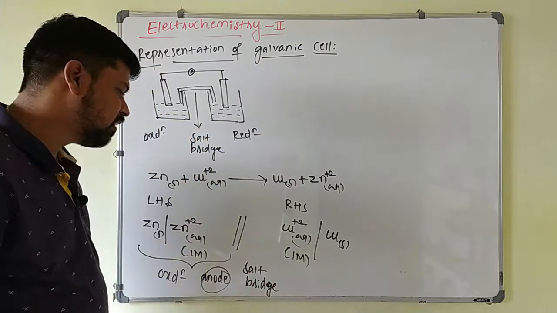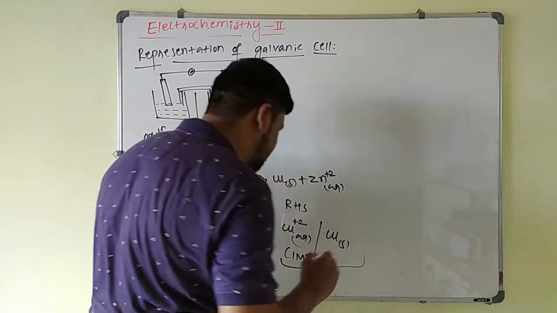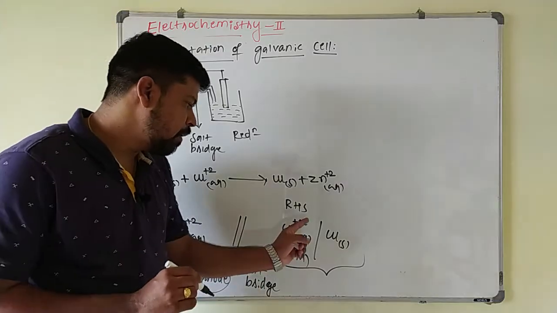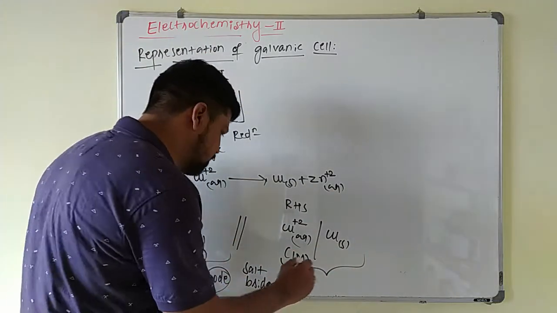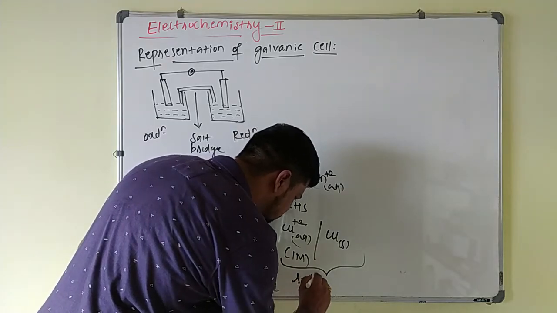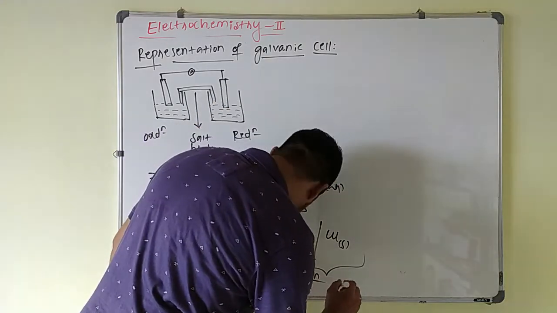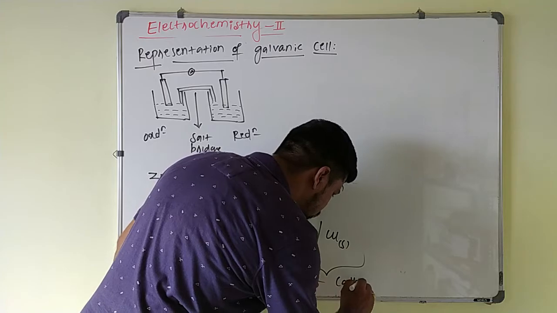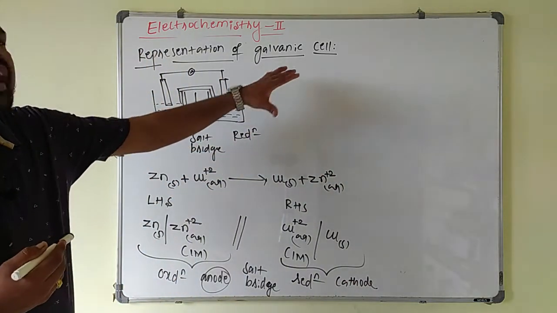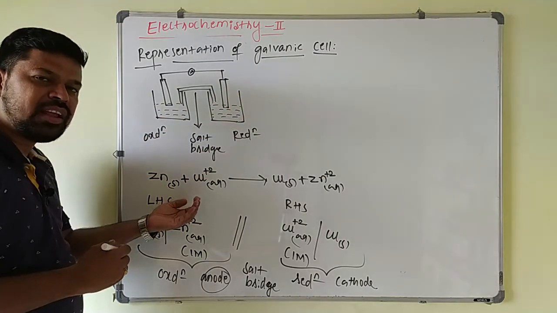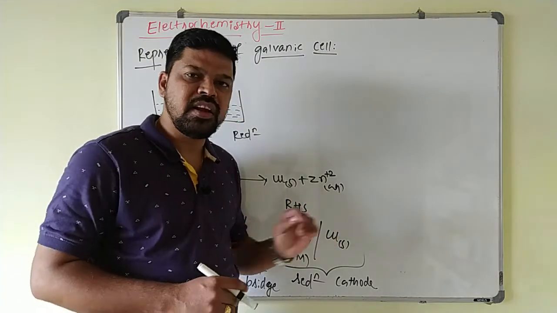This is your salt bridge, and this is what? Reduction half cell. Reduction half cell is represented by putting a vertical line between electrolytic solution and electrode. So this is your reduction half cell, where reduction takes place, and this is acting as cathode. So this is the representation of what? Galvanic cell. Oxidation half cell, left hand side, reduction half cell, right hand side.